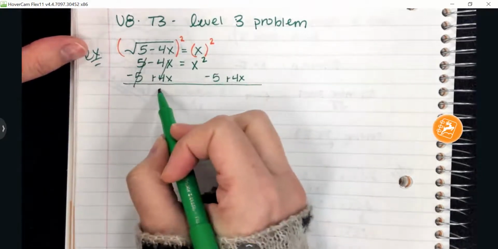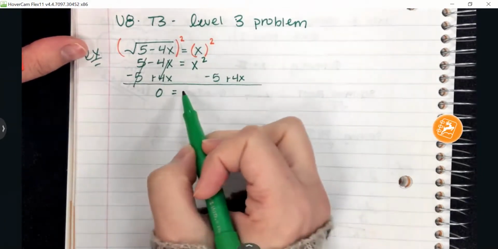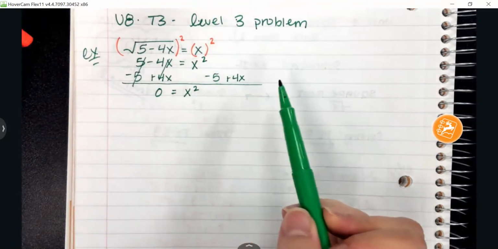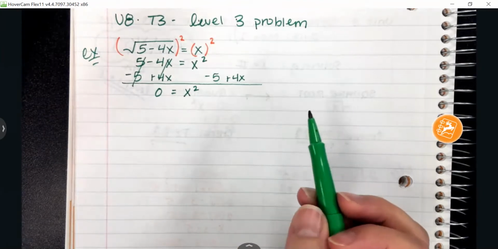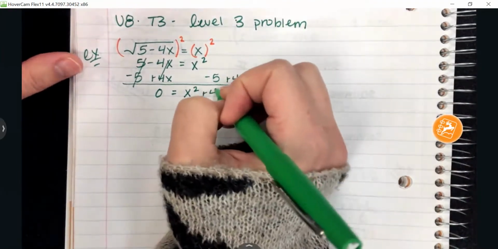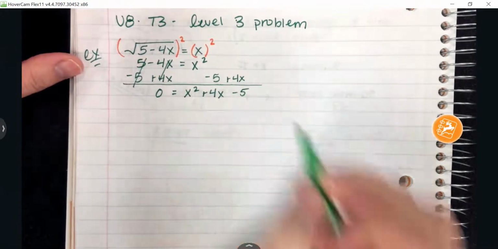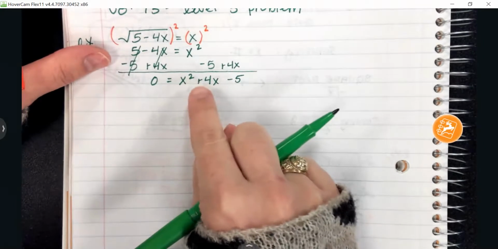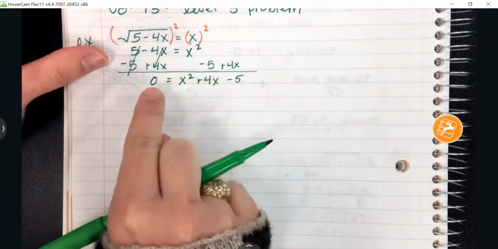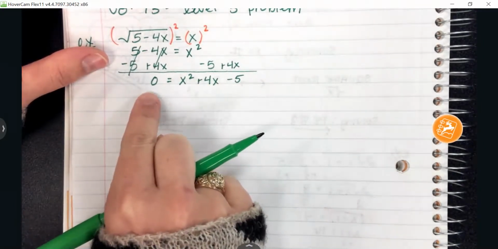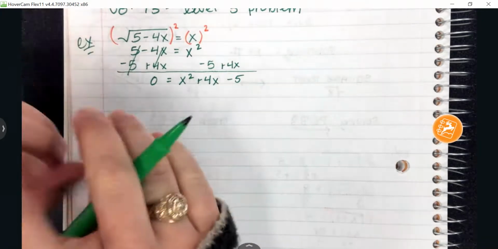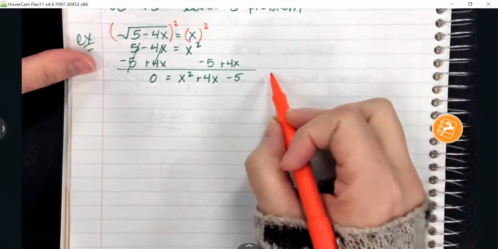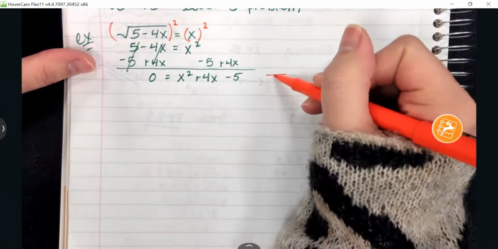So I have 0 equals x squared. Which one has to come first, the negative 5 or the positive 4x? Positive 4x minus 5. Well, this looks familiar. X squared plus 4x minus 5 equals 0. What can I make to solve this? An eye chart. Very good. So I'm going to make an eye chart. Doesn't have to be big.